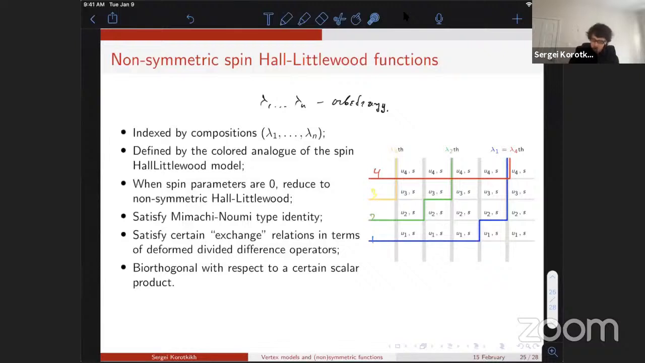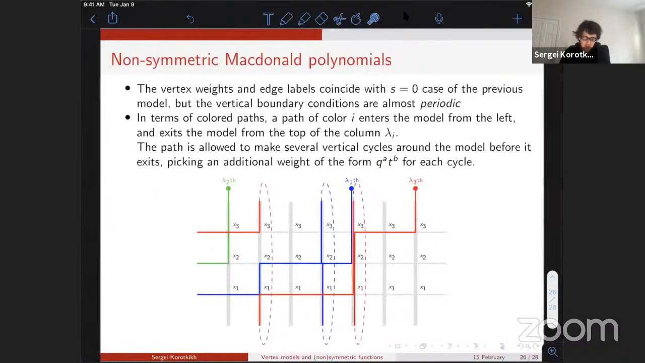And that's basically it for all the spin analogs I have. Now, let me briefly describe a more interesting but much more mysterious model. Namely, let me finally get to Macdonald functions.